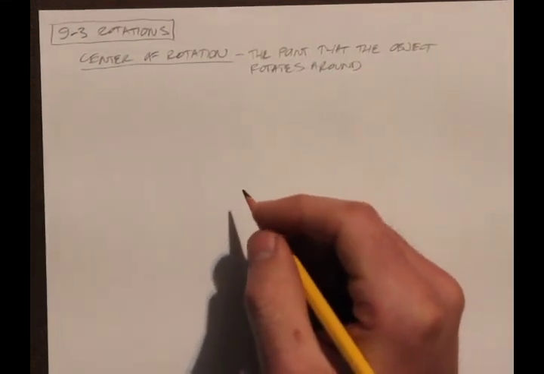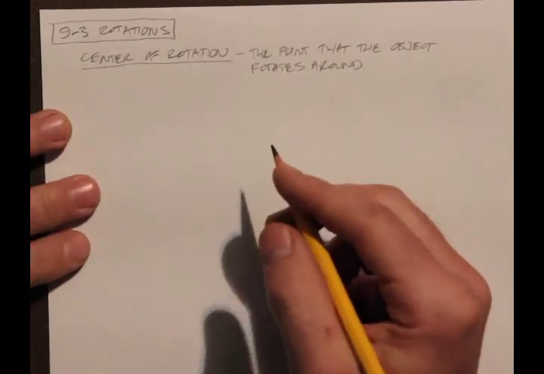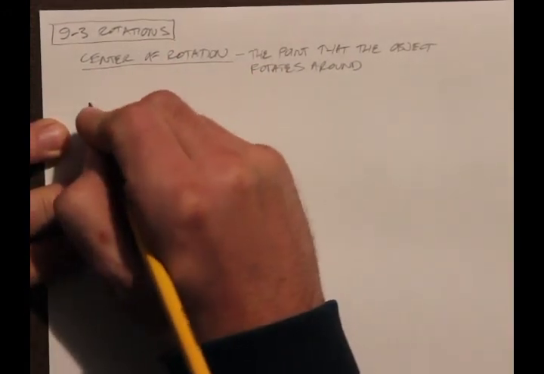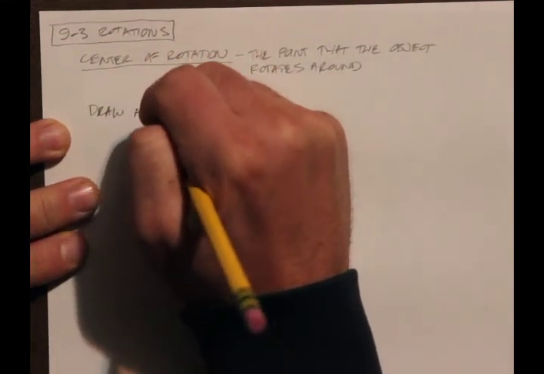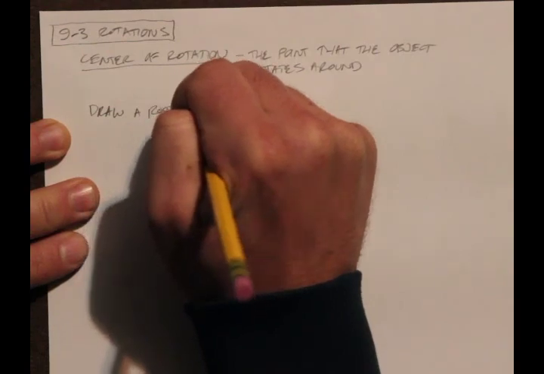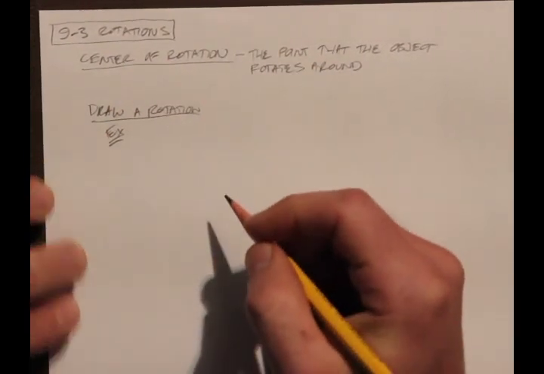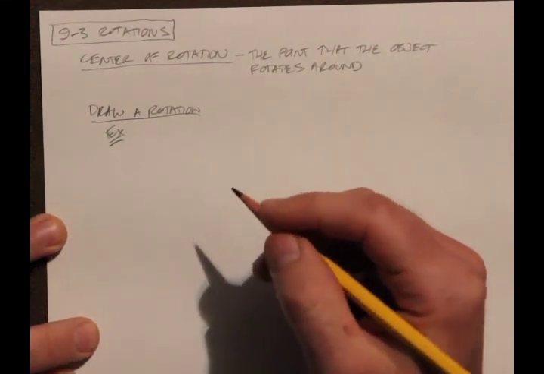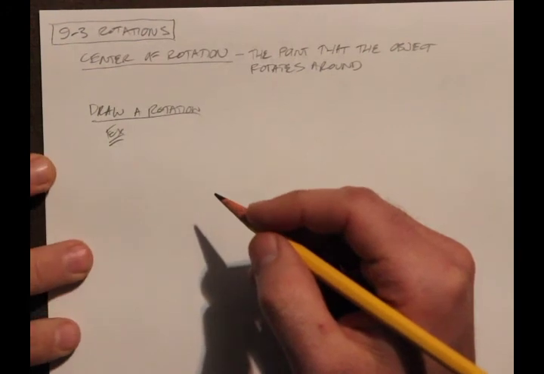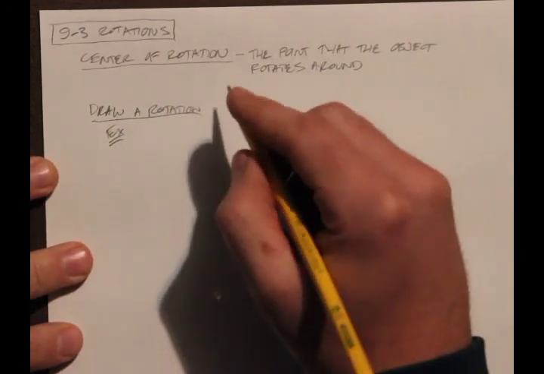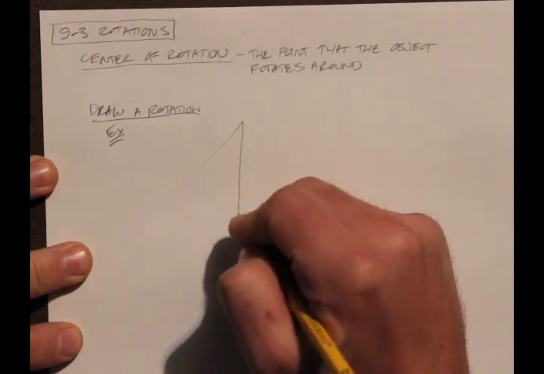Alright, so now we're going to do a couple examples here. We're going to draw some rotations. So draw a rotation. Here's an example. So let's see, we are going to start with a triangle right here.